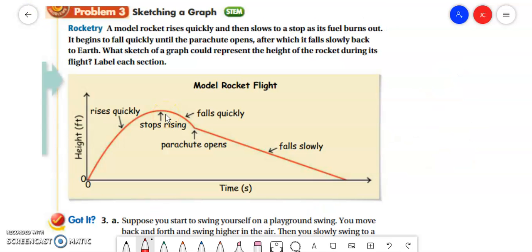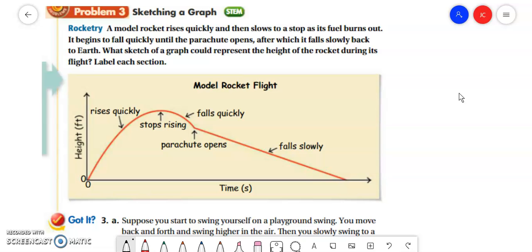All right, so I want to congratulate you for hanging in there all the way to problem 3 here. We only have 2 more left. It's just this one. I'm going to ask you to try one. So our scenario is a model rocket rises quickly and then slows to a stop as its fuel burns out. It begins to fall quickly until the parachute opens, after which it falls slowly back to Earth. So what kind of sketch represents this?